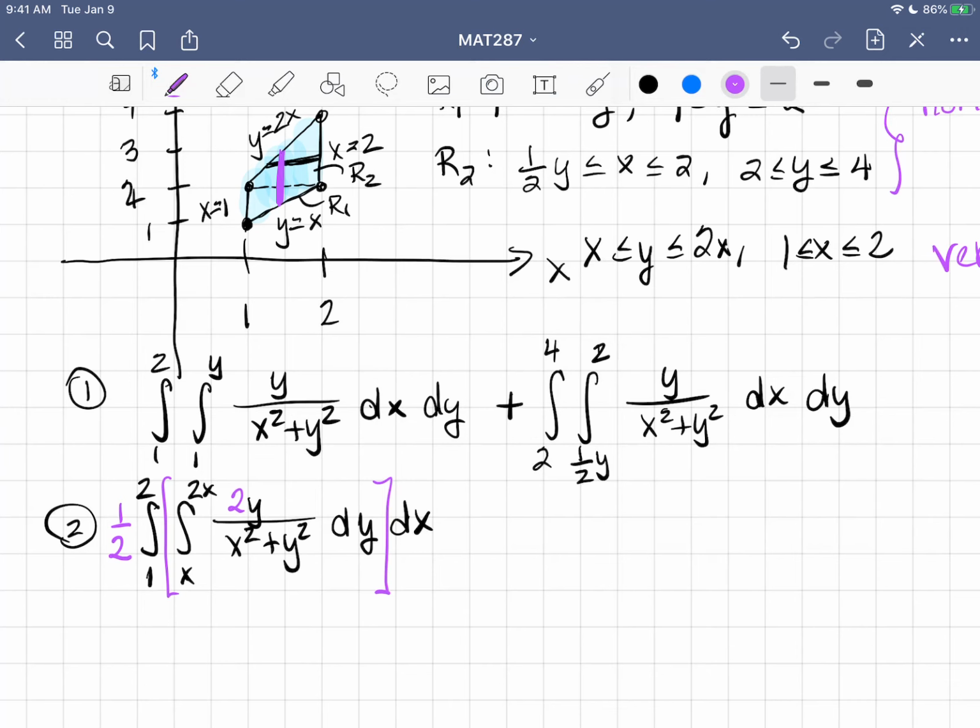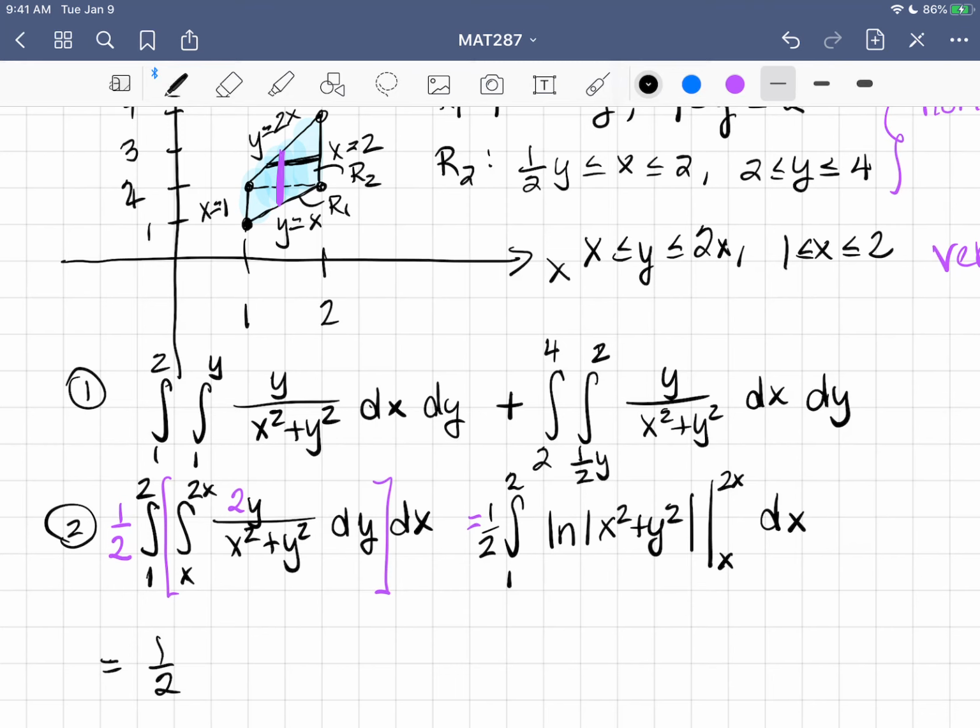Here's my u, and here's du. Okay, so I have 1 over u du. That integrates as natural log. So I still have that 1/2, 1 to 2, and this is natural log of the absolute value of x squared plus y squared evaluated from y equals x to y equals 2x, dx on the outside.